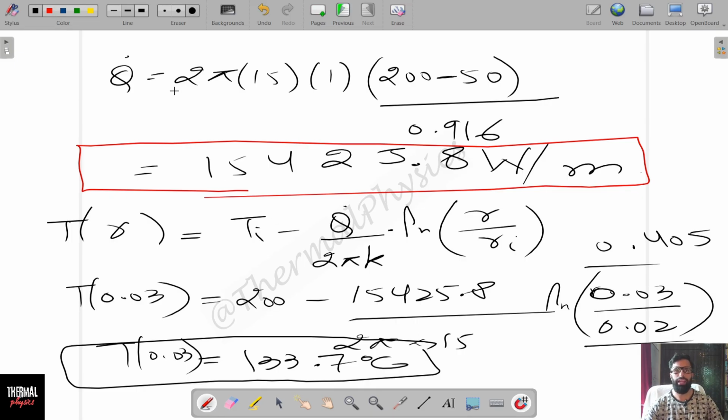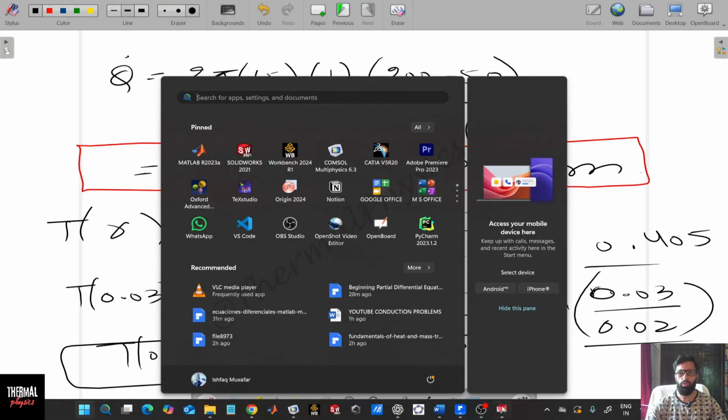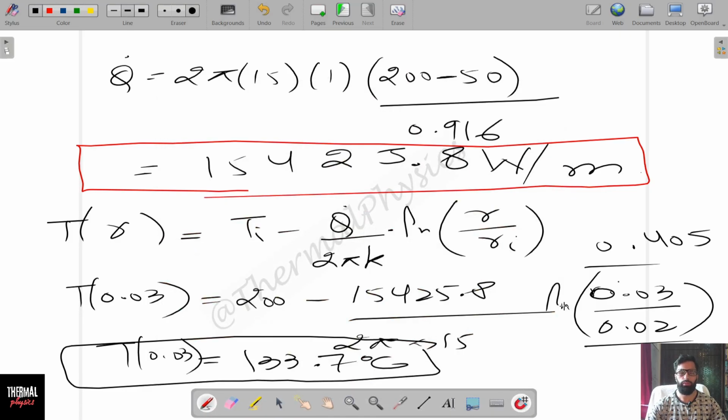So the values calculated through COMSOL Multiphysics and the analytical method are almost the same, and we know these little differences are because of the discretization error and the round-off errors. So this was all about today's video. Thank you.